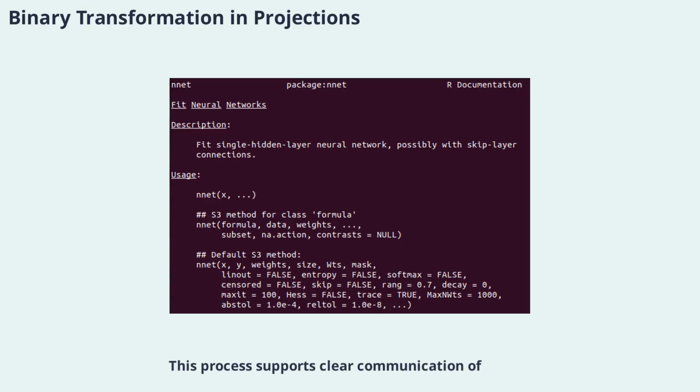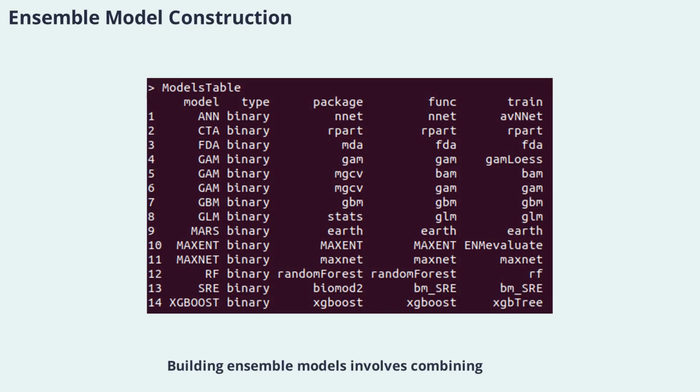This process supports clear communication of results and facilitates decision-making in applied contexts. Building ensemble models involves combining predictions from multiple single models. This can be done through averaging, majority voting, or weighted approaches based on model performance. Ensembles help to mitigate individual model biases and provide more stable predictions. By systematically constructing and evaluating ensembles, we can enhance the reliability and interpretability of species distribution forecasts.